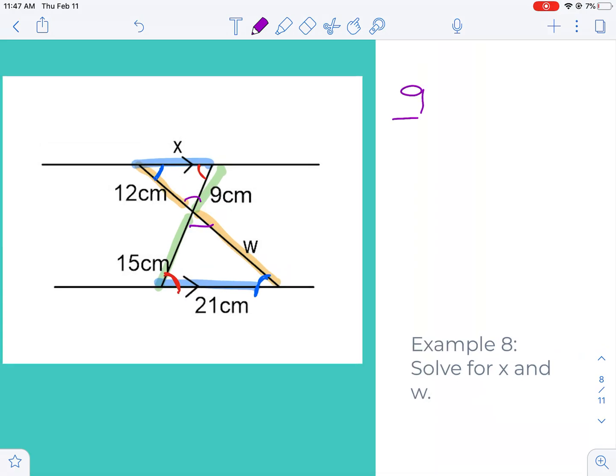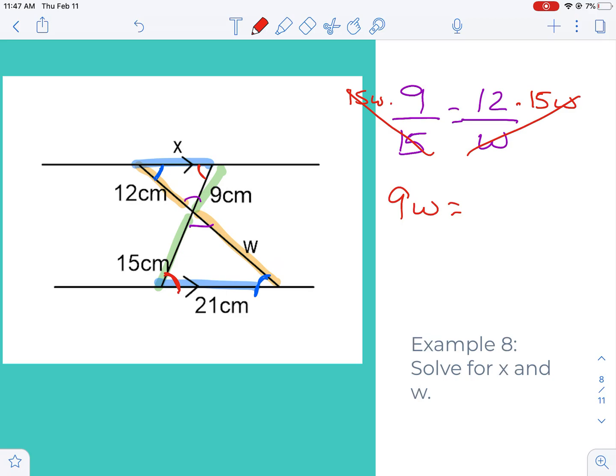So I'm going to start with 9 to 15 equals the same thing as 12 and 9 are in the same triangle, W and 15 are in the same triangle, and then I'm multiplying by my denominators on both sides. My 15s divide out, my W's divide out, and I get 9W equals 12 times 15, which is 180. When I divide by 9, I get W is 20.